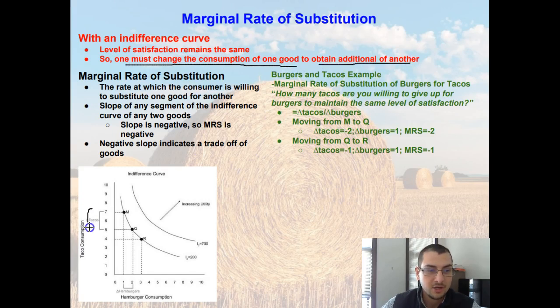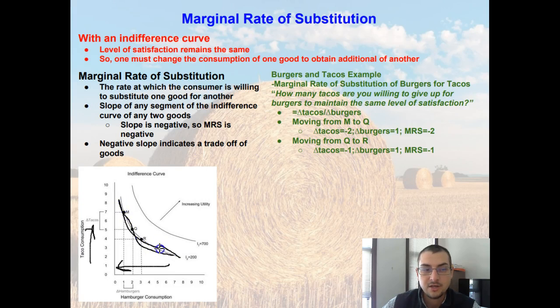So if we're looking at tacos versus hamburgers, for us to obtain more hamburgers but still remain on this indifference curve, we must lower the amount of tacos that we consume. We must give up tacos in order to obtain more hamburgers, or vice versa. If we want more tacos, we must give up hamburgers because we need to remain on this ISO utility curve, this indifference curve.